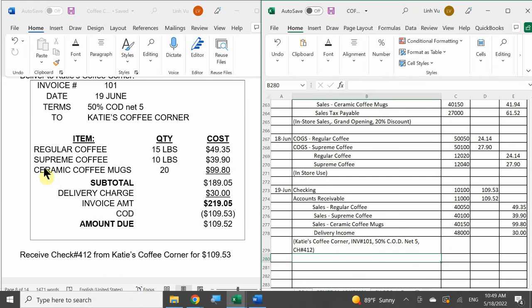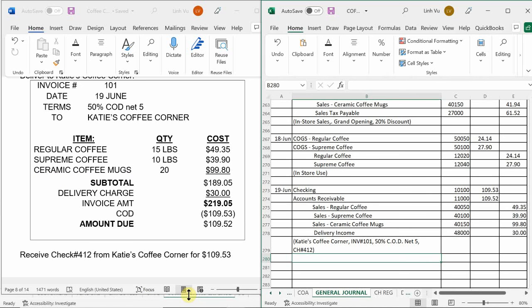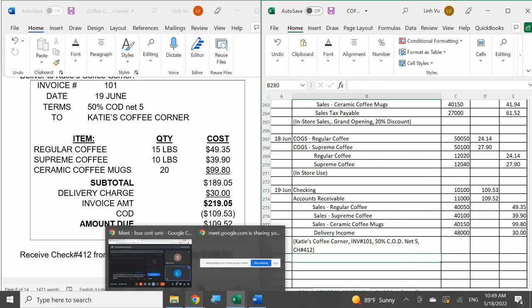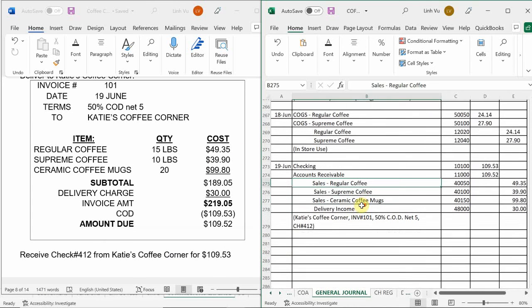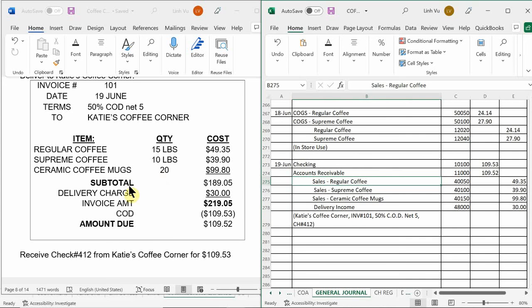Mugs. Besides the mugs, what did I sell to Katie? Coffee. We sold them coffee. And what kind of inventory tracking method are we using for the coffee? FIFO. Okay, that's the costing method. So are we doing periodic or perpetual? Periodic, no, that's for the coffee mugs. Perpetual. We're doing perpetual, right?